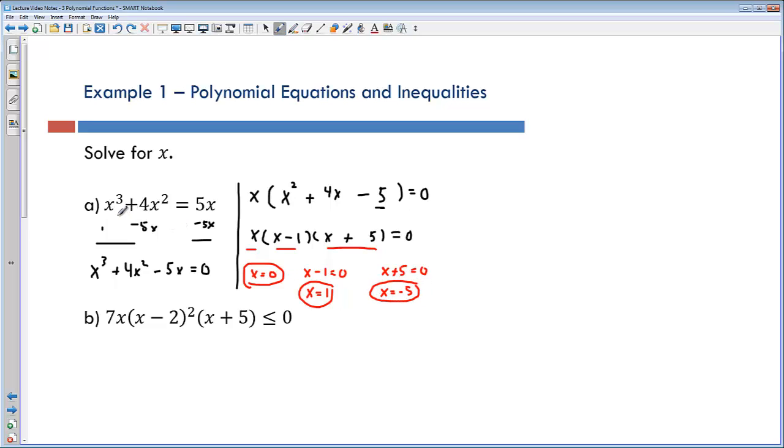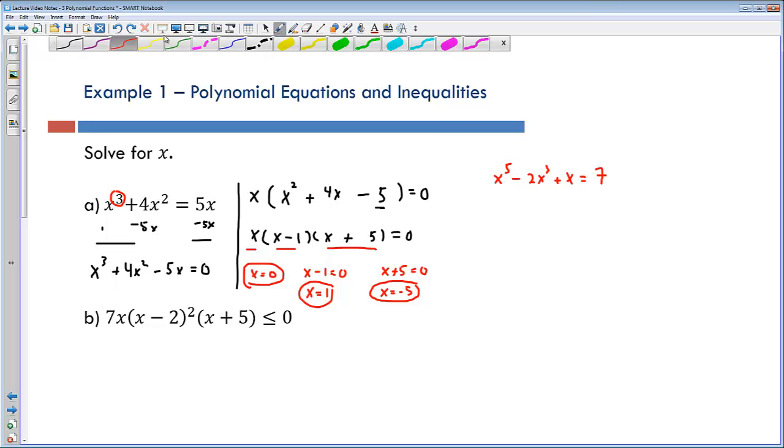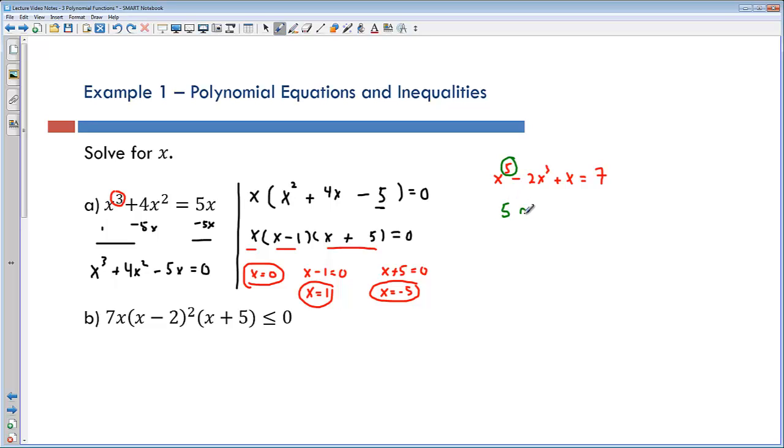So this equation, which we would call a cubic equation because it's degree 3, has 3 answers: 0, 1, and negative 5. And in general, that's true. So if you give me, let's say, a 5th degree equation, x to the 5th minus 2x cubed plus x is equal to 7, I may not know how to solve it, but I know because the degree of this equation is 5, that tells me that there are going to be 5 answers for x. And that's true for all polynomial equations. Depending on what the degree is, you're going to have exactly that number of answers.